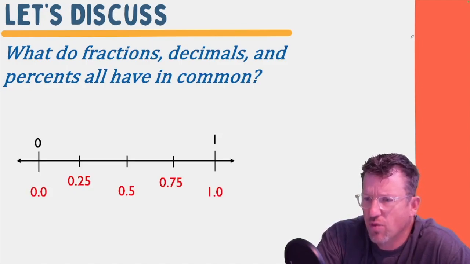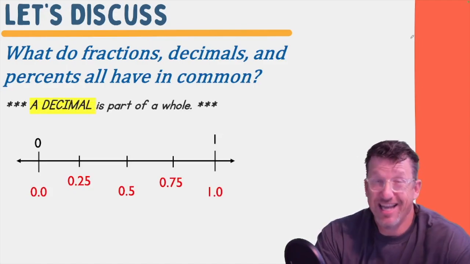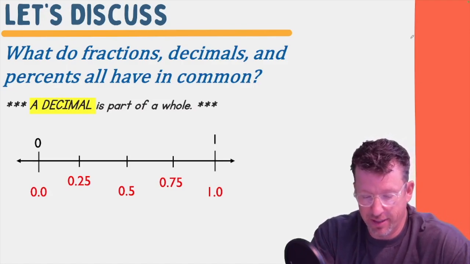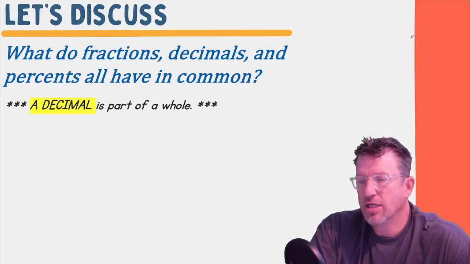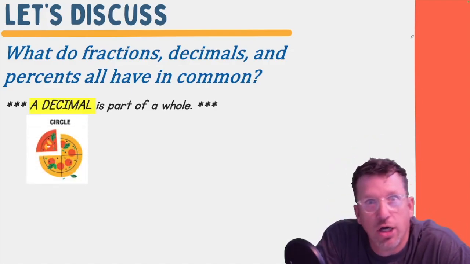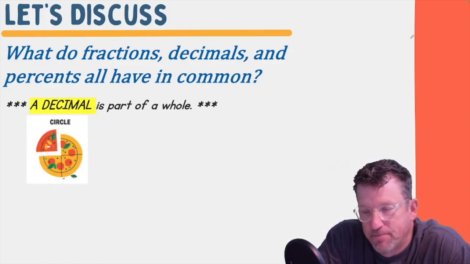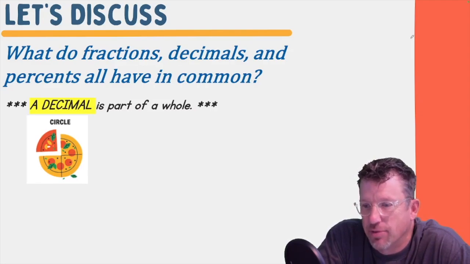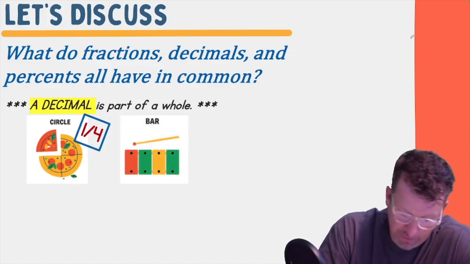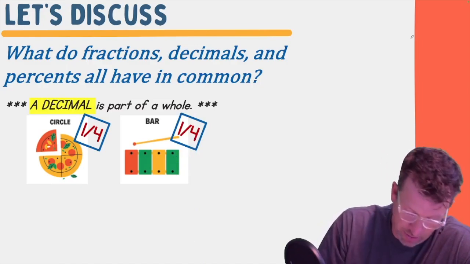Wait a second. There's more. Now we're going to talk about decimals. Decimals are also part of a whole, okay? As long as there's a 0 at the beginning of it, it's part of a whole. So we're going to look at some very unique pictures. These are the same pictures, but they make sense because now we have a pizza. What decimal of the pizza did we eat? 1/4, which is also 0.25. And the bar graph, 1/4, which is also 0.25.